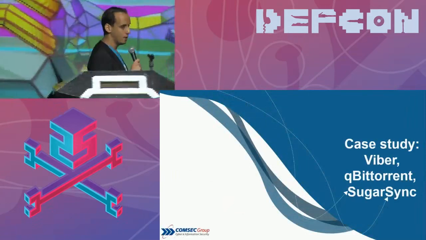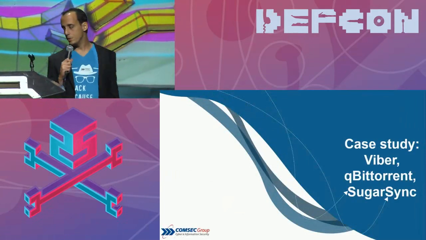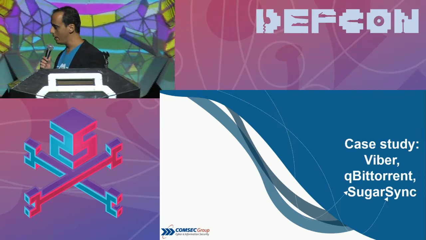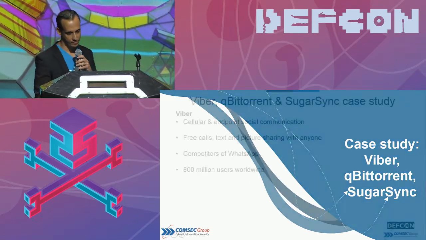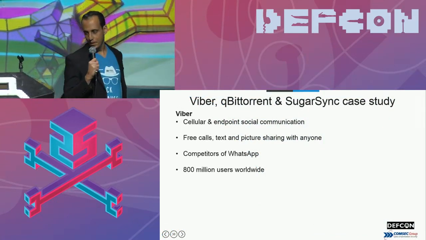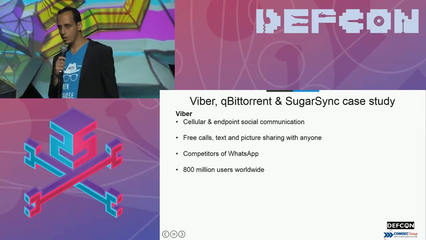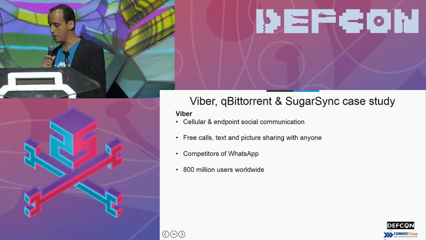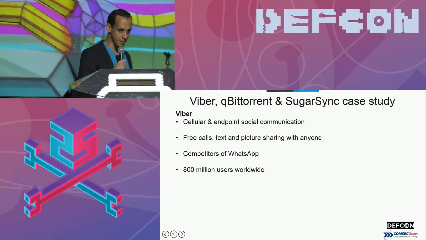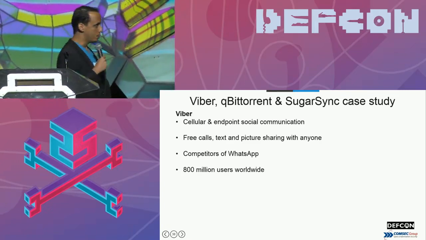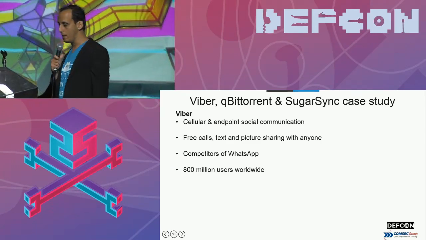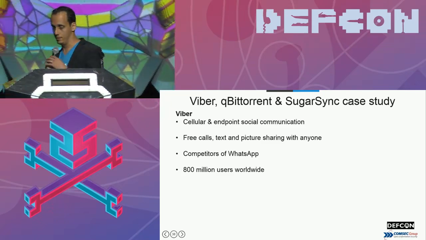So let's see a case study of some interesting vulnerabilities that we saw in 3 different Windows applications: Viber, QBittorrent, and SugarSync. You probably all know Viber, but just in case you just landed from Mars or from the moon, this is a cellular and endpoint social communication application. The most common one is installed on your mobile device, but there is another version that you can install on your Windows operating system. It allows you to perform free calls, text, pictures. This is the major competitor of WhatsApp, and it had 800 million users worldwide.